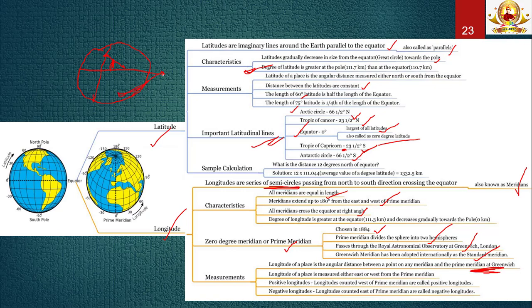Longitude of a place is measured either east or west of the prime meridian, correct? What are the positive longitudes now? Longitudes counted west of the prime meridian are called positive longitudes, and longitudes counted east of the prime meridian are negative longitudes. So this is in brief the chapter.